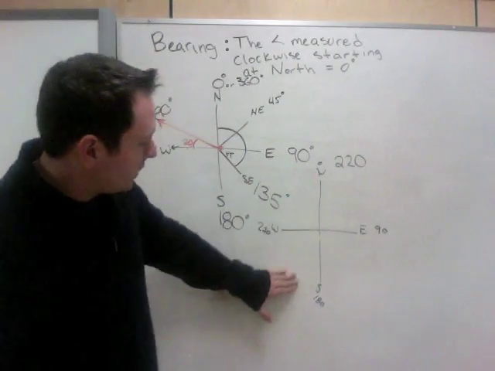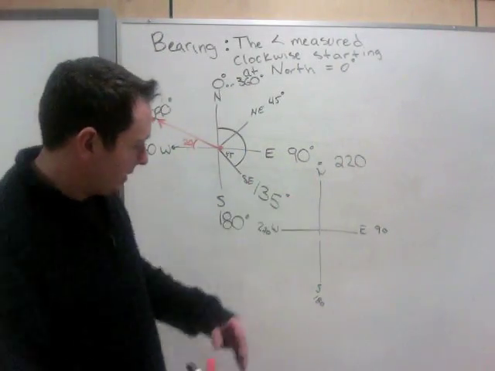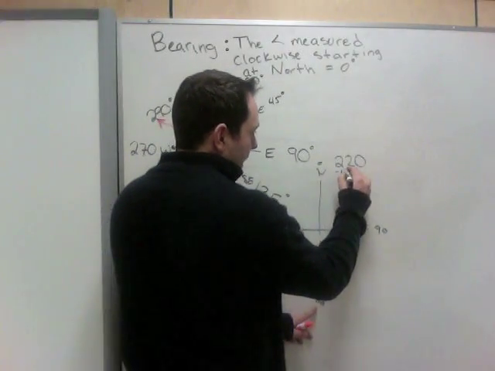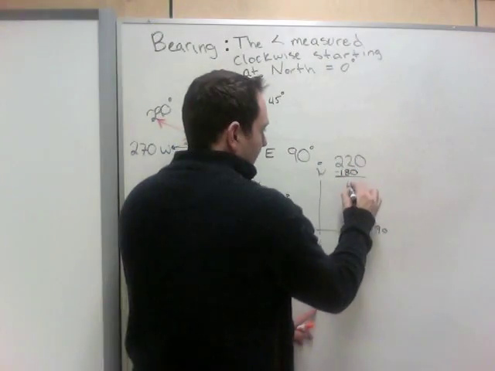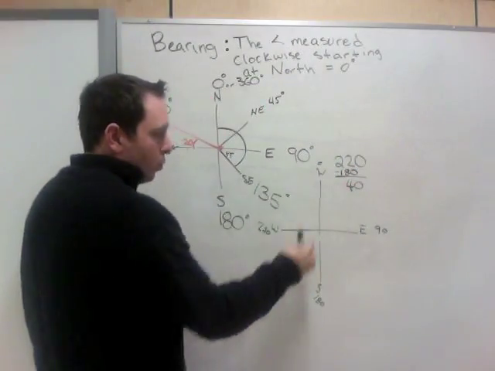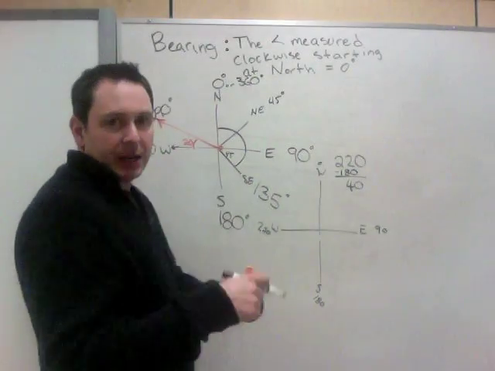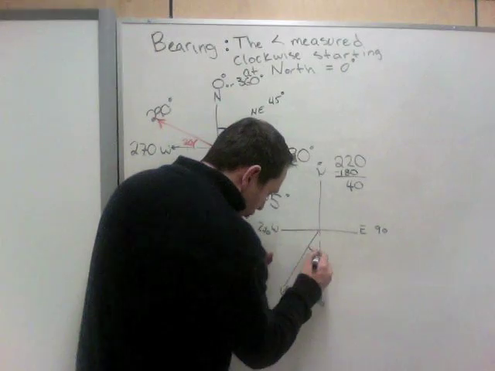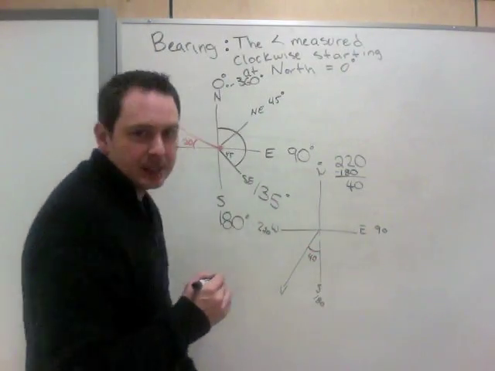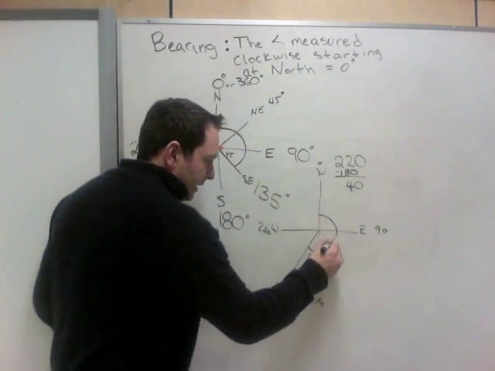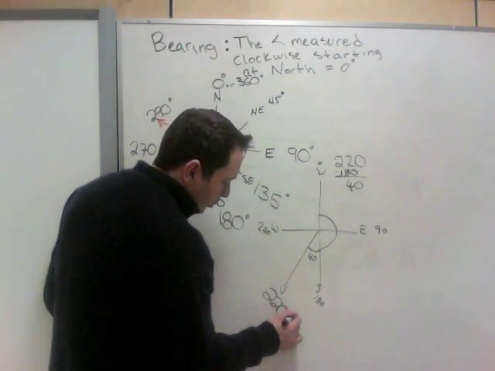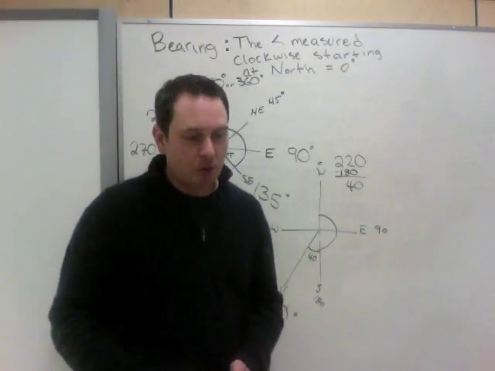But where is 220? Well, 220 is between 180 and 270, and if we subtract, it is 40 degrees more than 180. So I'd get out my protractor, measure it up, show that this is 40 degrees, because 180 plus this 40 is the 220 degrees bearing I was looking for.